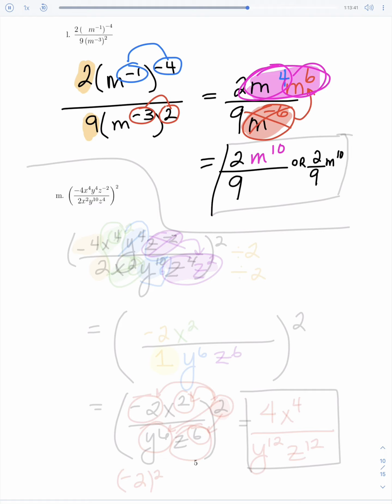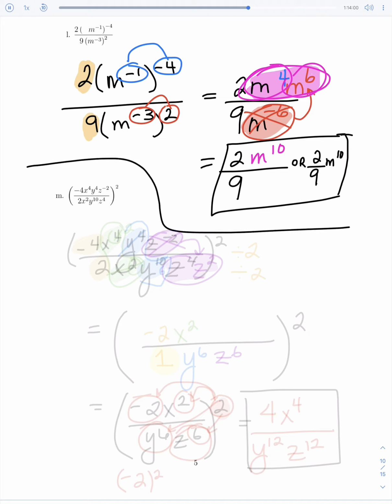Because remember, if you see a variable off to the side of a fraction, it's understood that if you were to write it as part of the fraction, it would automatically be on top of the fraction. And that's our final. Now let's take a look at problem M.